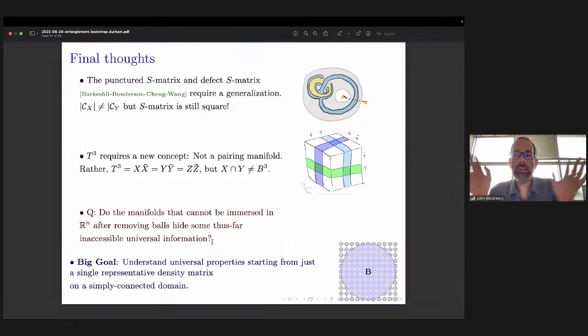Okay, and then finally, let me return to this big goal that I described of understanding universal properties of a phase just starting from a single representative density matrix. So obviously a lot of the details of what I've described rely very crucially on these very strong axioms about the properties of the ground state.